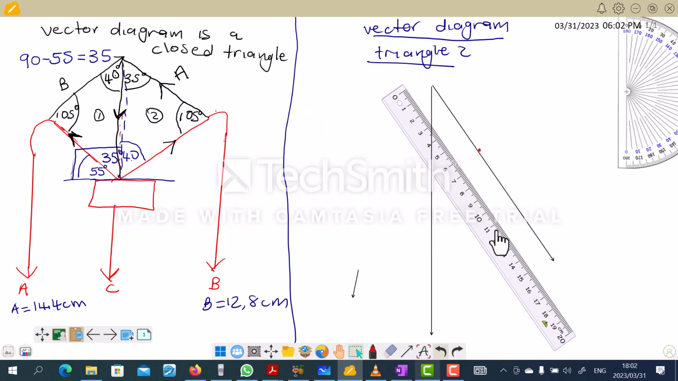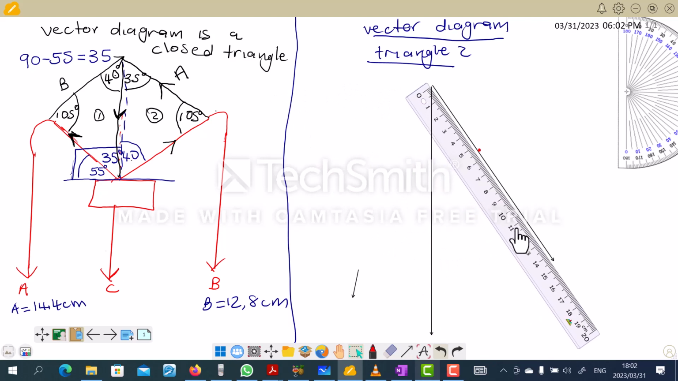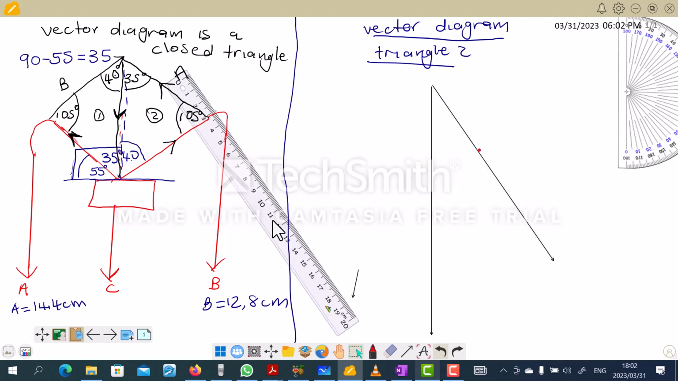Oh, I think I made a mistake. The arrow is not supposed to go down. The arrow is supposed to look up. Okay, I think you can see there. Let me not waste time. So this arrow is supposed to be pointing this way. It's not supposed to be pointing that way.